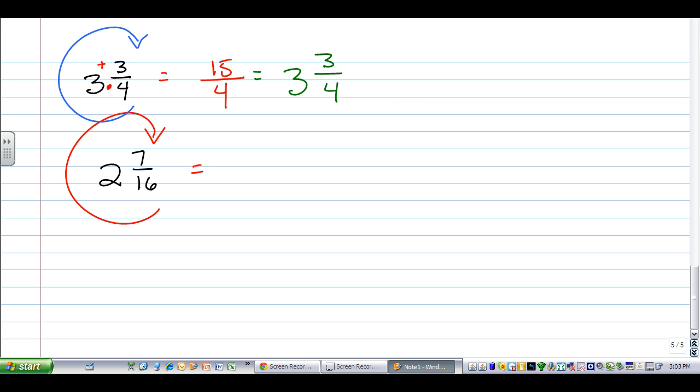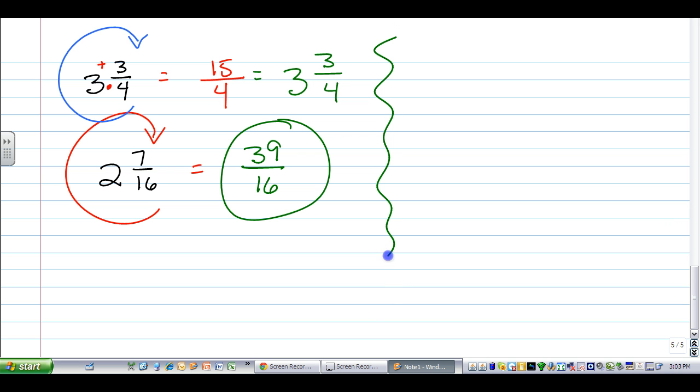You should have come up with 39/16. How'd you do? Good? Awesome. Let's do one more in which you are going to have to put the answer in simplest form, so be careful. Okay, here is the improper fraction 8/6. Change that to a mixed numeral in simplest form. Pause now and do that.